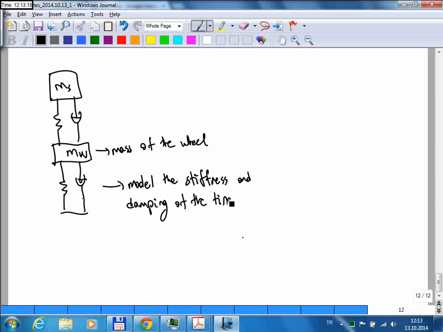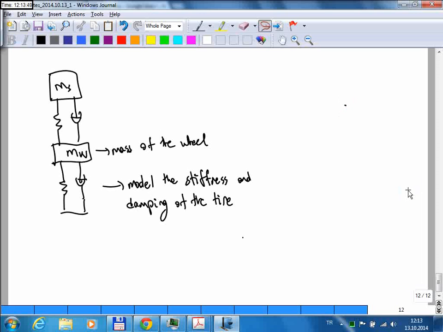Okay, so let's say we want to model this car suspension problem. We have two inertial elements. We have one mass here, which is the mass of the car, and then we have another element here, which models the wheel. It is sufficient to consider only the vertical motion of these things, which is obviously the significant motion here.